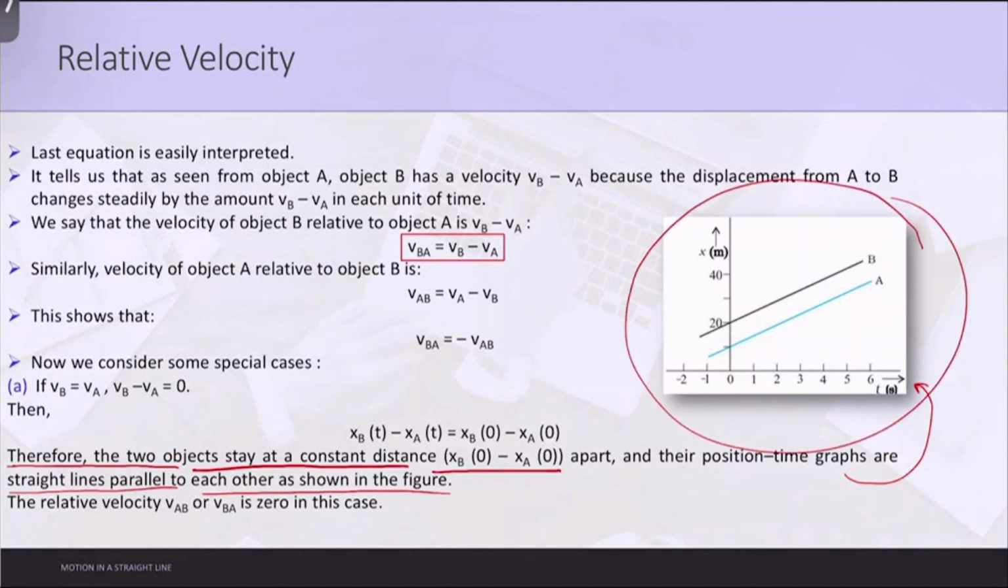So what can we infer from this? That the value of xb at 0 location was this, and at any time t it was the same. So that is how we can infer this concept, that it is always the same, so it won't meet at any time. Therefore the relative velocity VAB or VBA is 0 in this case, which we just explained here also.